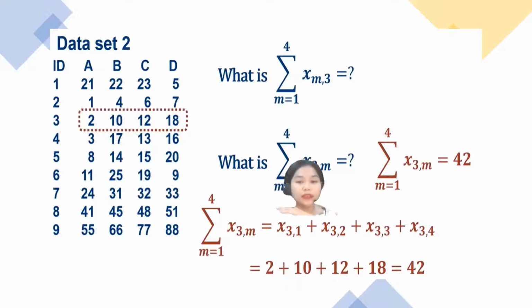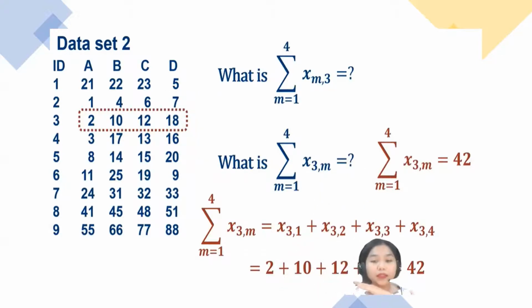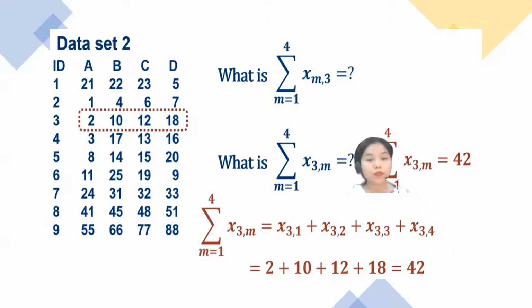So column 1, that's why we have here X31. Your X32, third row, second column. X33, third row, third column. And then X34, third row, fourth column. So the positions have been identified. Now we are going to specify the values. So X31 is 2, X32 is 10, X33 is 12, and X34 is 18. So 2 plus 10 plus 12 plus 18 is equal to 42.